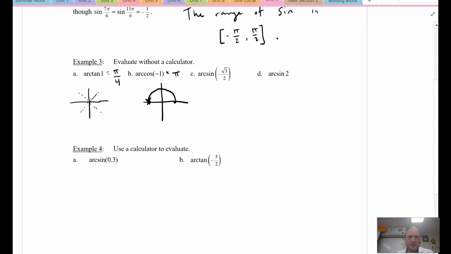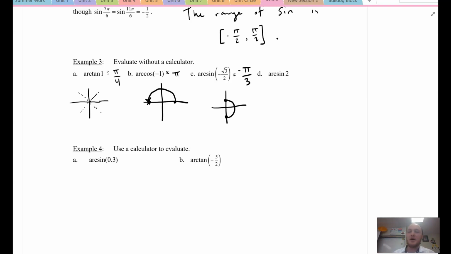Simple. All right, C. What is arc sine of negative root 3 over 2? Again, thinking about the range, it goes from negative pi over 2 to pi over 2. I'm clearly in quadrant 4, and I want my y value to be negative root 3 over 2. So this is going to occur at negative pi over 3, not 5 pi over 3. It's just the negative version of pi over 3.